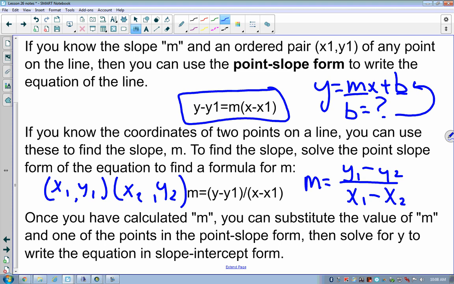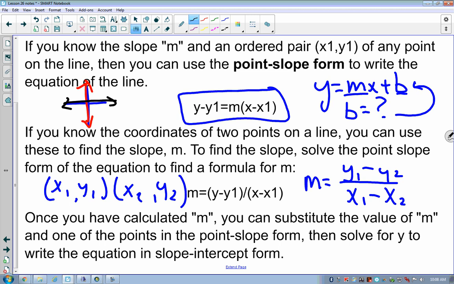In my coordinate plane, my y is my rise or fall, my y-axis. My run is my x-axis. So it should be y over x is what my slope is. Does that make sense to us?